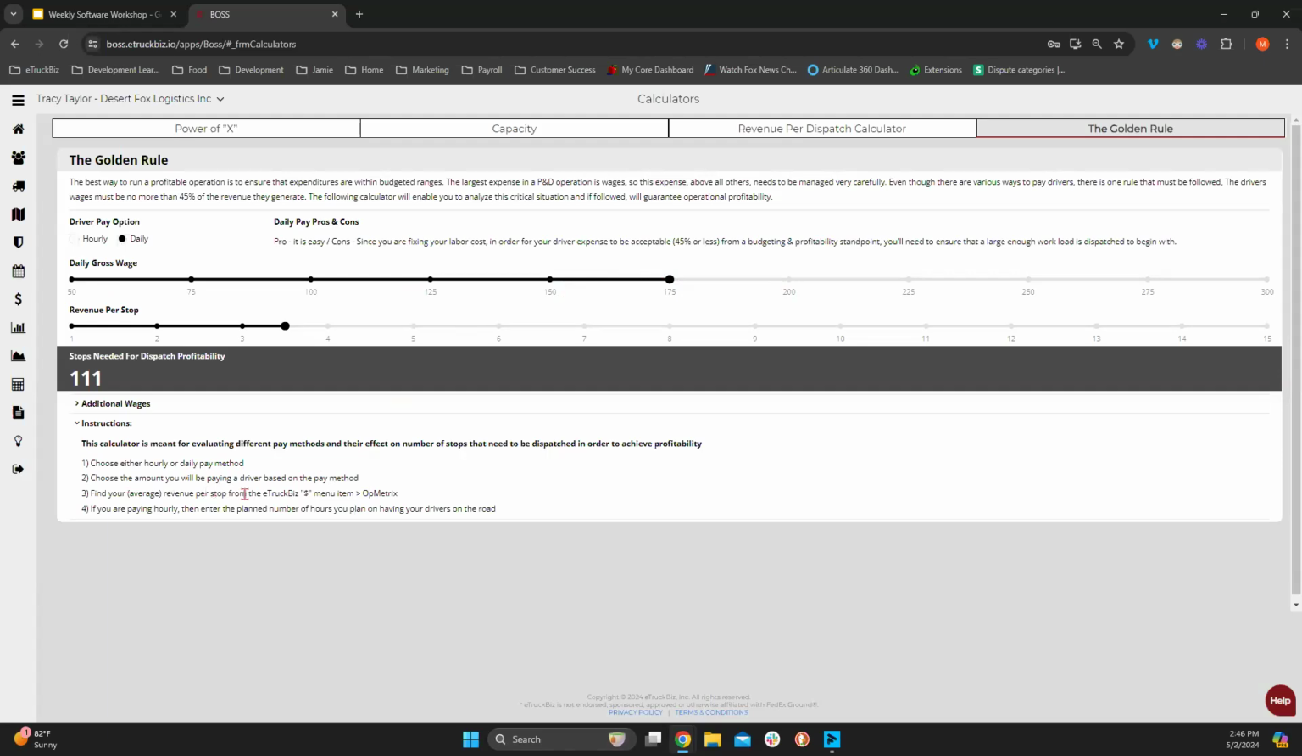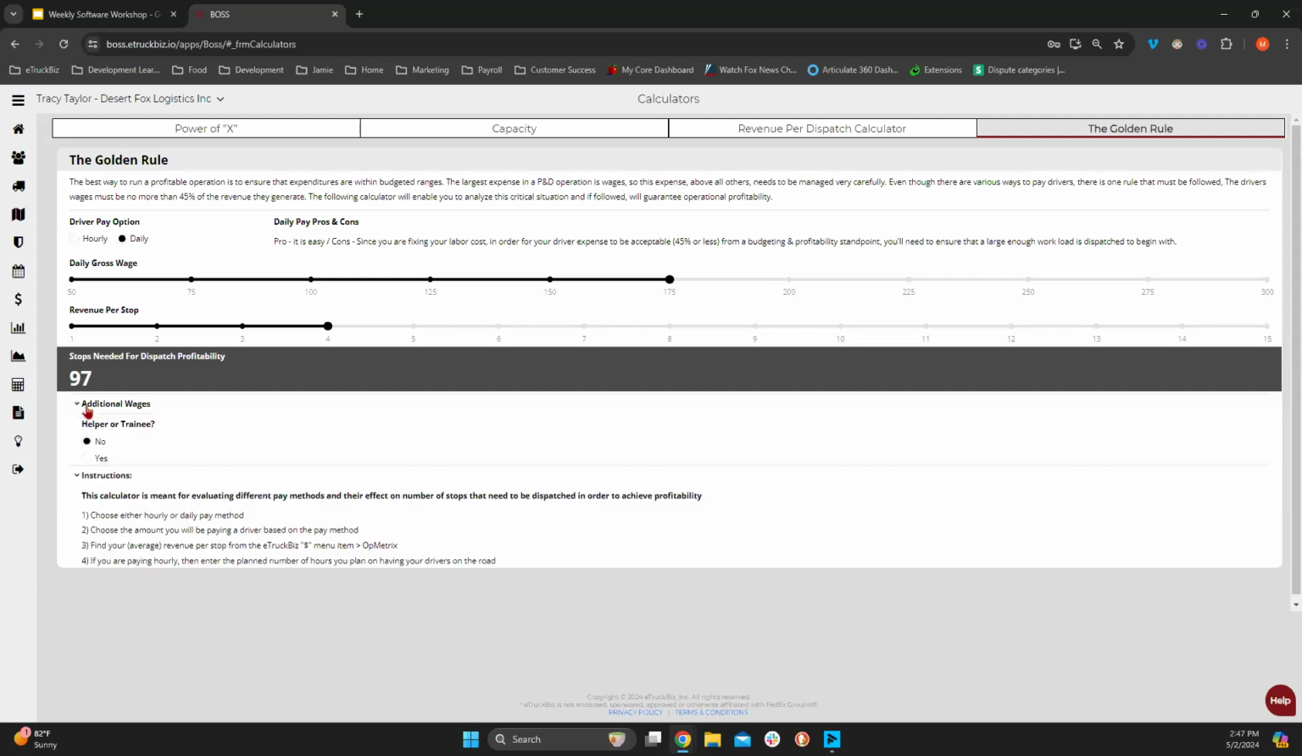Find your average revenue per stop from the eTruckBiz $ menu item, op metrics. So your average revenue per stop, like we were talking about, it's under here. In this situation, we're gonna move it up to 4, just because I can. And if you're paying hourly, then enter the planned number of hours you plan on having your drivers on the road. So the hourly had the planned hours, okay?